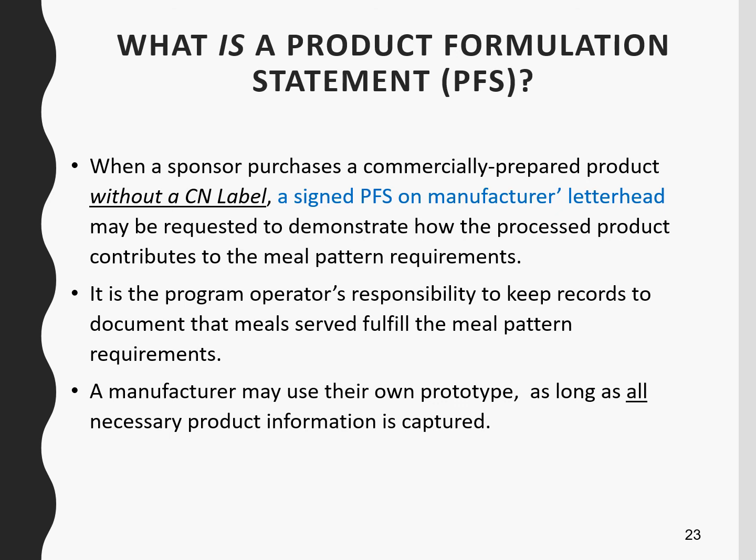When a sponsor purchases a commercially prepared product without a CN label, a signed product formulation statement on manufacturer letterhead may be requested to demonstrate how the processed product contributes to the meal pattern requirements. It is the program operator's responsibility to keep records to document that meals served fulfill the meal pattern requirements. A manufacturer may use their own prototype as long as all necessary product information is captured.